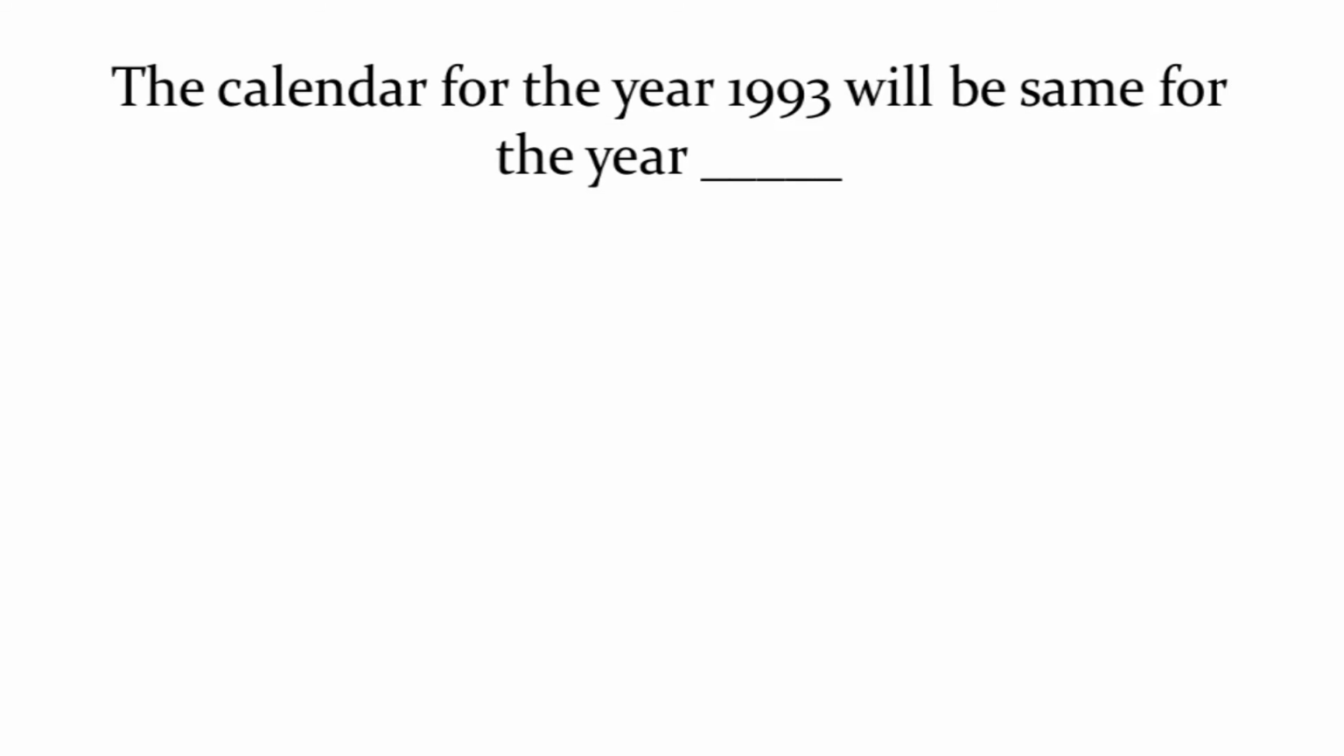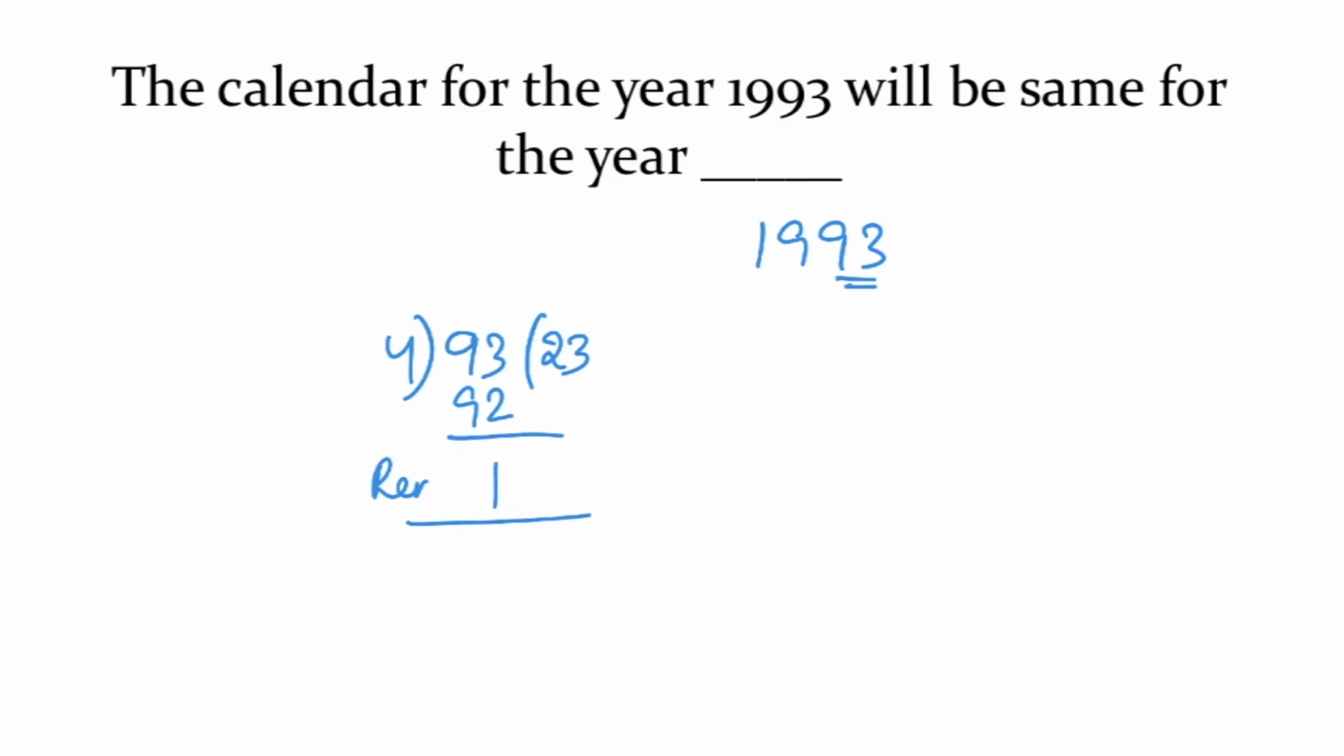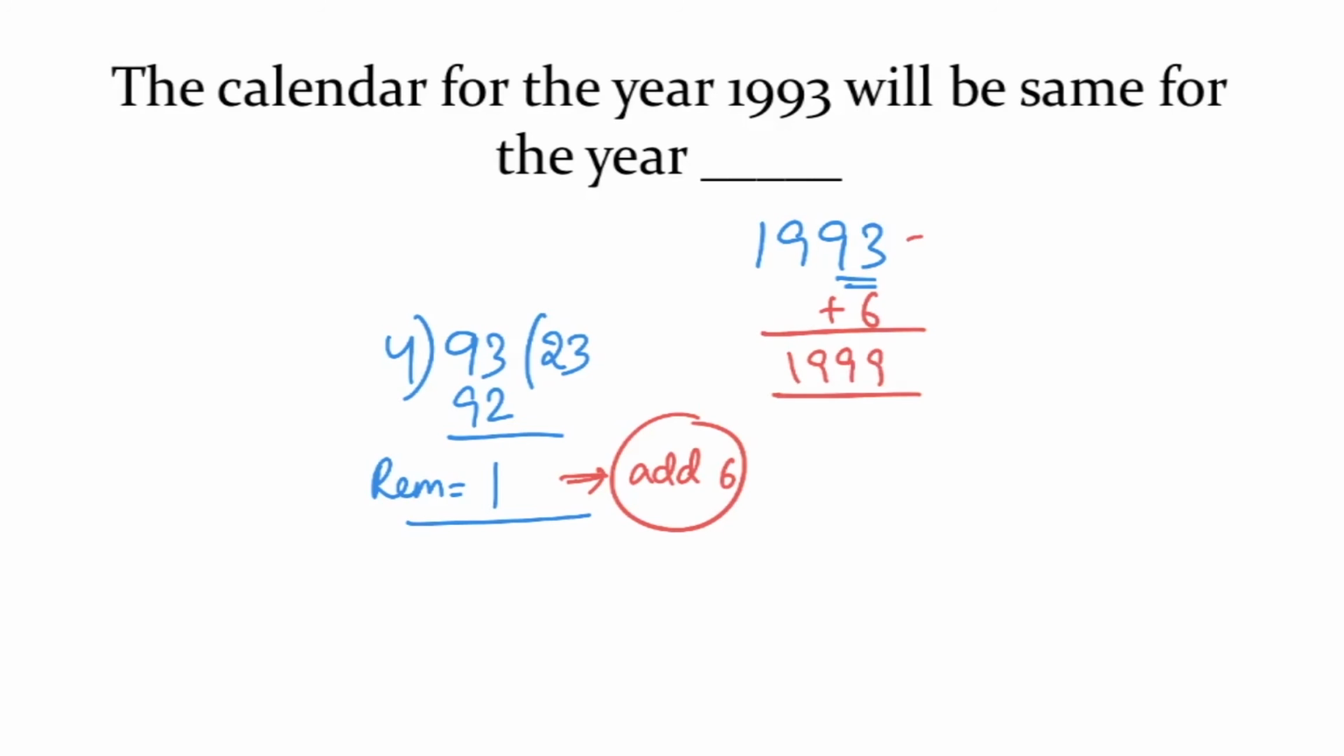The calendar for the year 1993 will be the same for which year? 1993. Divide the last 2 digits by 4. 4 23 times 92. Remainder is 1. If remainder is 1, what do we do? We add 6. 1993 plus 6 is 1999. We can use the 1993 calendar in 1999.